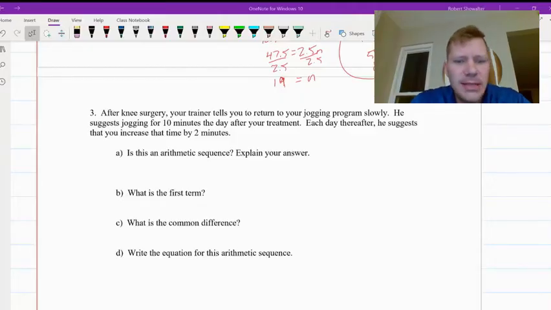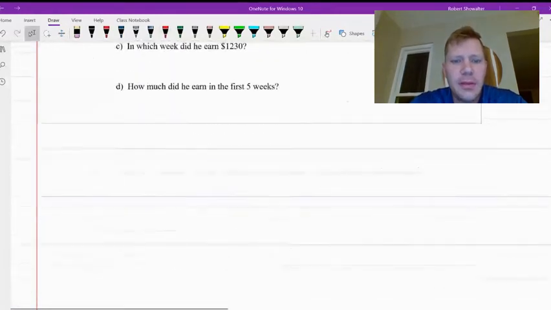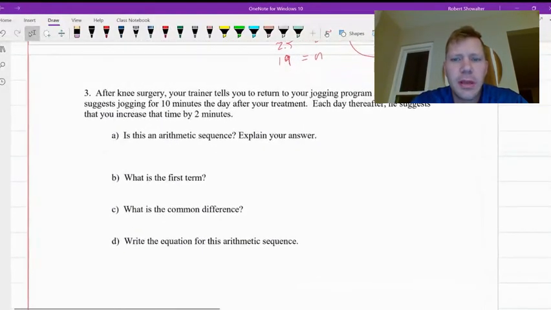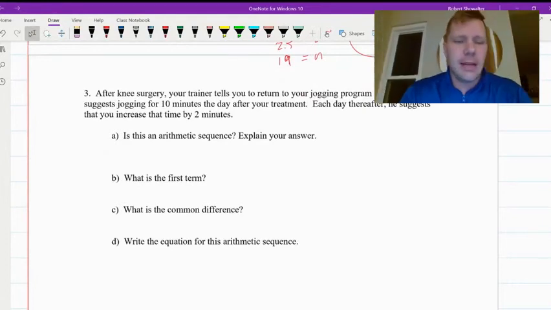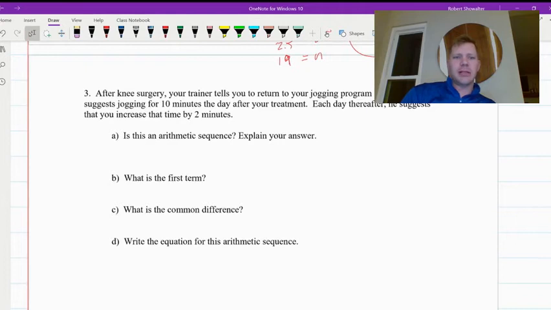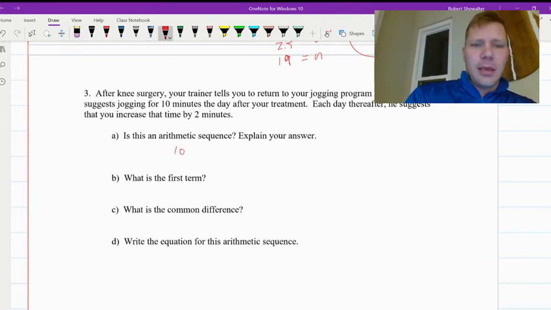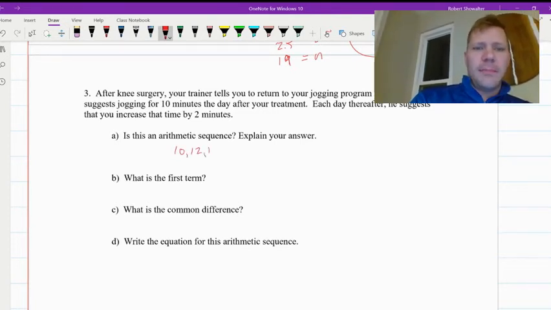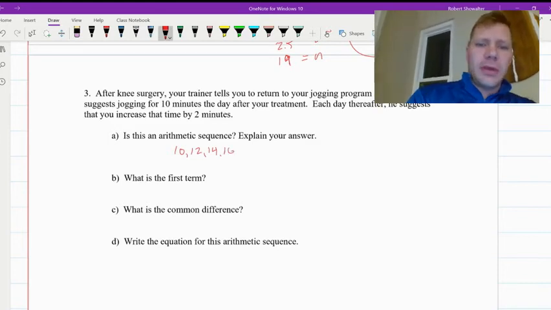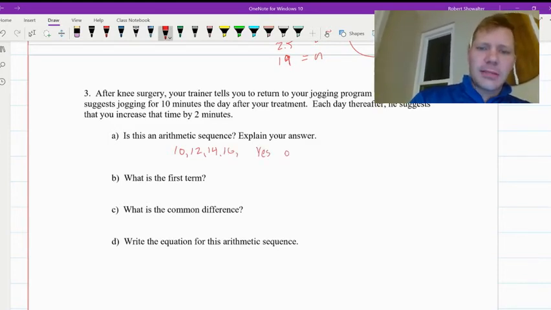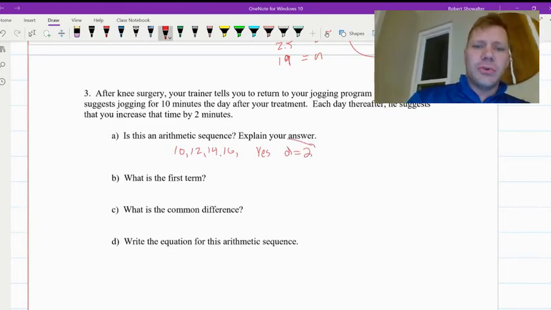All right, let's dig into question number 3 with us. So we're going to break it apart into those two components again. Is this an arithmetic sequence? So number 3, after knee surgery, your trainer tells you to return to your jogging program slowly. You suggest jogging 10 minutes the day after treatment. Each day thereafter, he suggests increasing that time by 2 minutes. Is this an arithmetic sequence? Well, if we start at 10 and we go up by 2 on the amount of minutes we train, yes, it would be an arithmetic sequence with a common difference of 2.